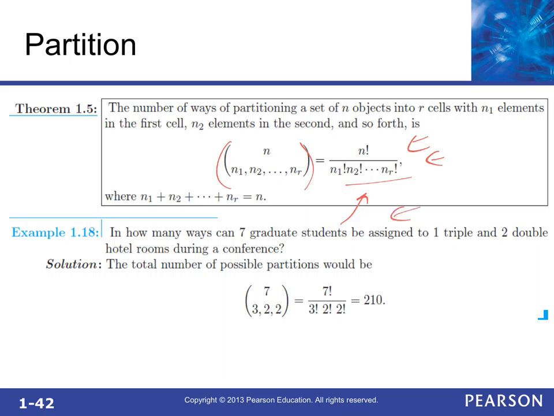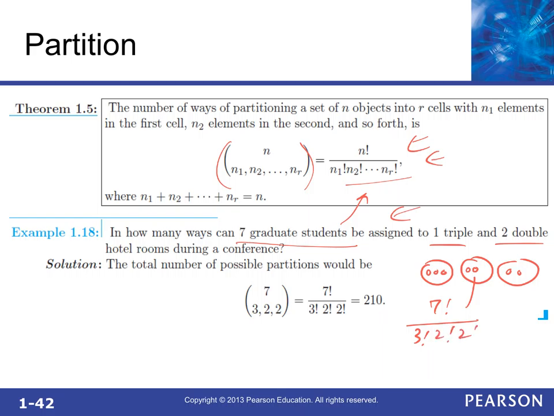As you can see in this example, if we want to assign 7 students to 3 rooms with different accommodations, so 1 triple room and 2 double rooms, in this case, we have 3 rooms. One room can accommodate 3 students, the second room can have 2 students, and the third room can take 2 students. So in this case, 7 factorial over 3 factorial, 2 factorial, and 2 factorial, which is 210.